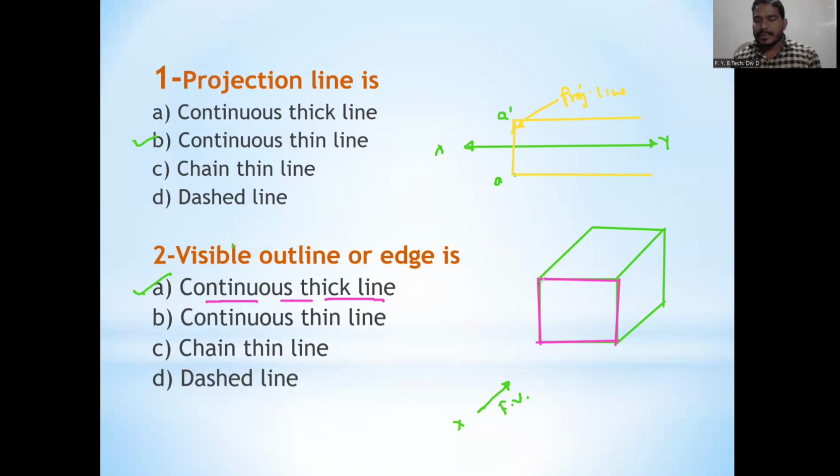Whatever these visible edges are, we are going to draw them by using the continuous thick line. Now, what does visible outline mean? We'll take one more example. Suppose I consider one cylinder. Suppose this is the cylinder.